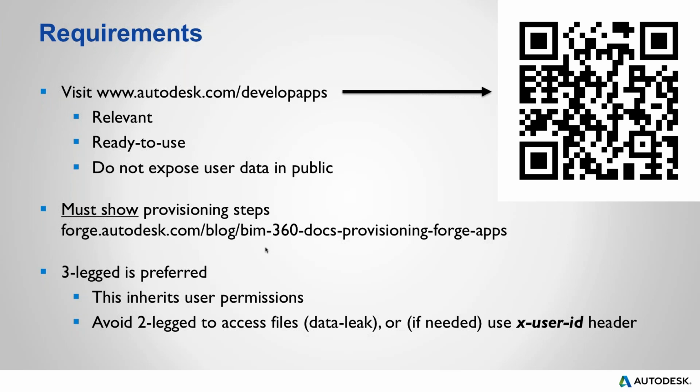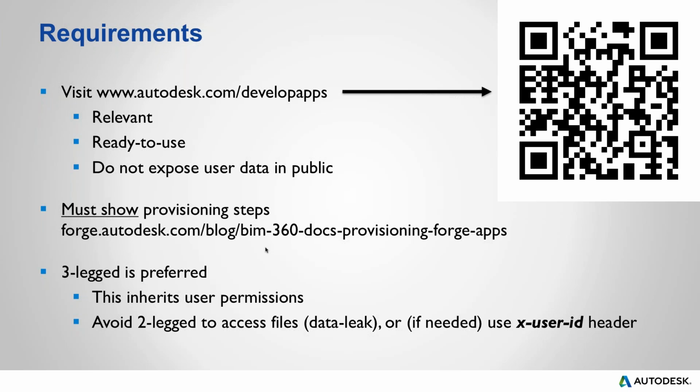Additionally, the requirement is that, ideally, you should use three-legged authentication on your application, meaning you're going to ask your user to type his Autodesk login and password. So why is that? Because if your application is using three-legged authentication, your application cannot access information that the user cannot access, right? So in a three-legged environment, everything that your application can see is the same information that the user can see. So there is no data leak on your application, right?